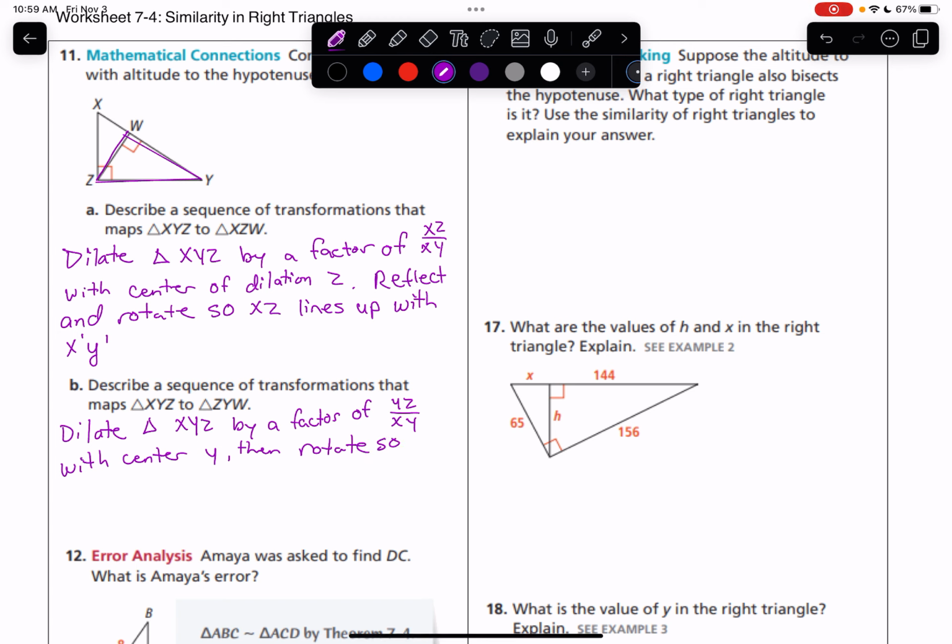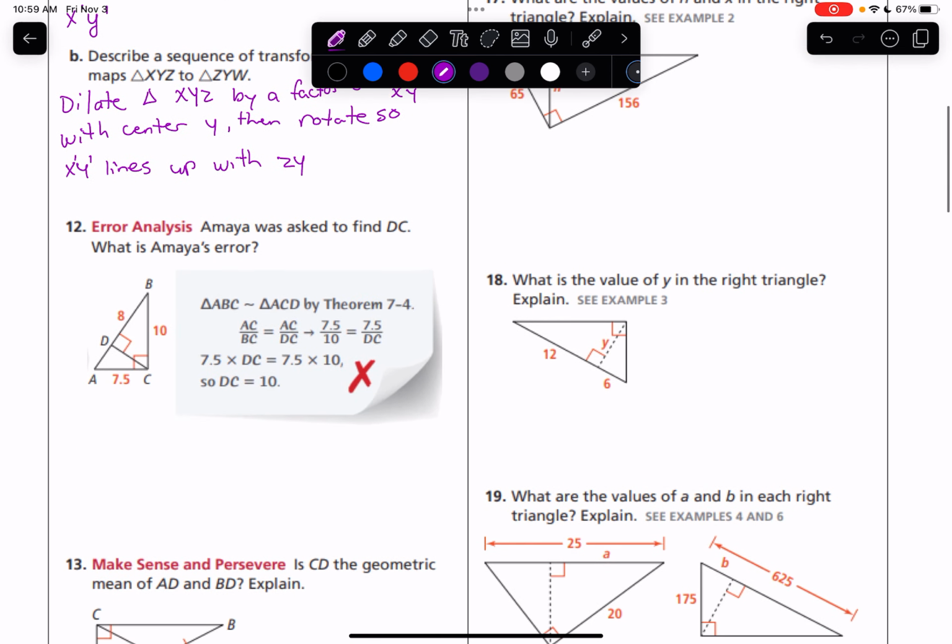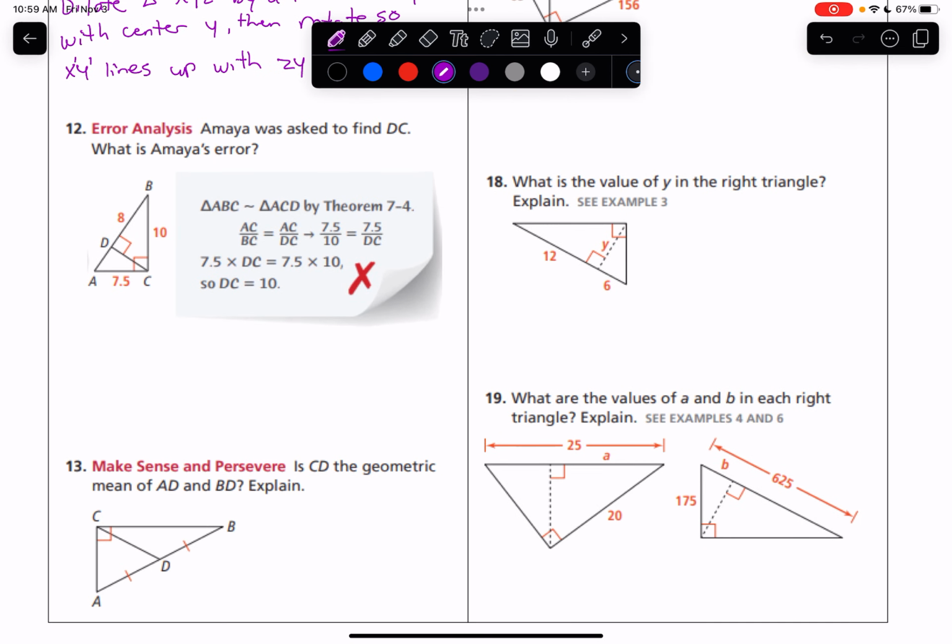So, and then we'll take the long sides again. So XY lines up with ZY. So the long side of the large triangle, we'll actually call that X prime, Y prime, lines up with the long side of the medium triangle, ZY. Number 12, Amaya was asked to find DC.